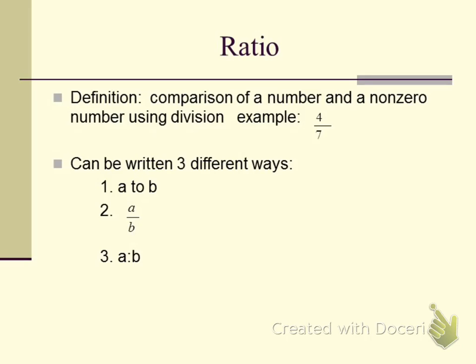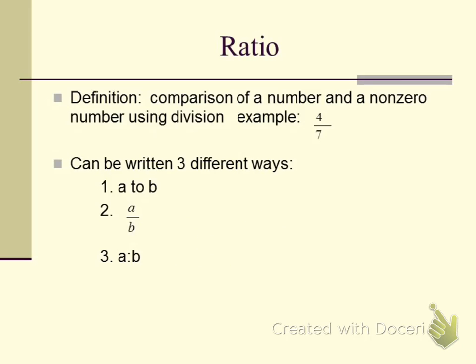Here is what you need to know about ratios. The definition of a ratio is a comparison of a number and a non-zero number using division. So you cannot have a 0 on the bottom, is what that fancy non-zero part means. You're just comparing 2 numbers using division. You could use the word "to," you can use the fraction, or you can use the colon. These all mean the exact same thing. So these are just the 3 different ways to write a ratio.